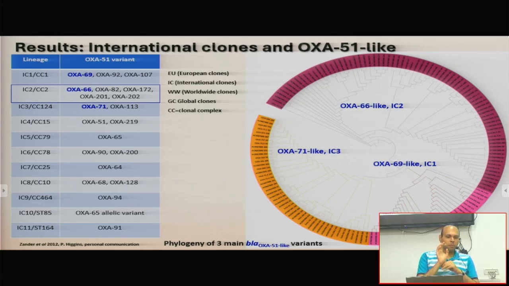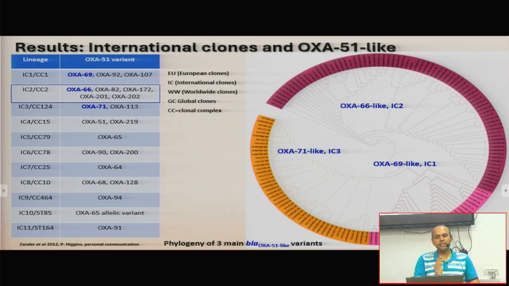So what you need to remember is that 1, 2, and 3, these are the main lineages that were first discovered. International Clone 1 has the OXA-69 gene, International Clone 2 has the OXA-66 gene, and 3 has the OXA-71 gene. So previously these used to be called European clones because we did a lot of work in European countries and this was highlighted. So you can see the phylogenetic tree that was constructed by one of my students some time back.